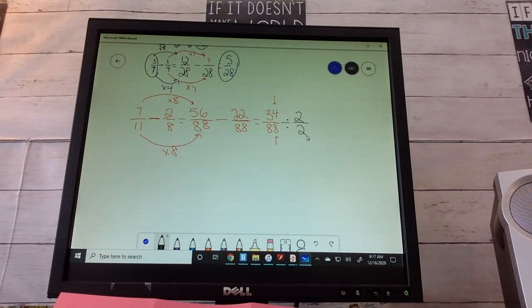34 divided by 2 is 17. Nice. That was awesome. 88 divided by 2 is 44. Nice. I did hear somebody say it. So 17 is prime. We cannot reduce prime numbers any further because prime numbers only have 2 factors, 1 and themselves. Can't make it any smaller.